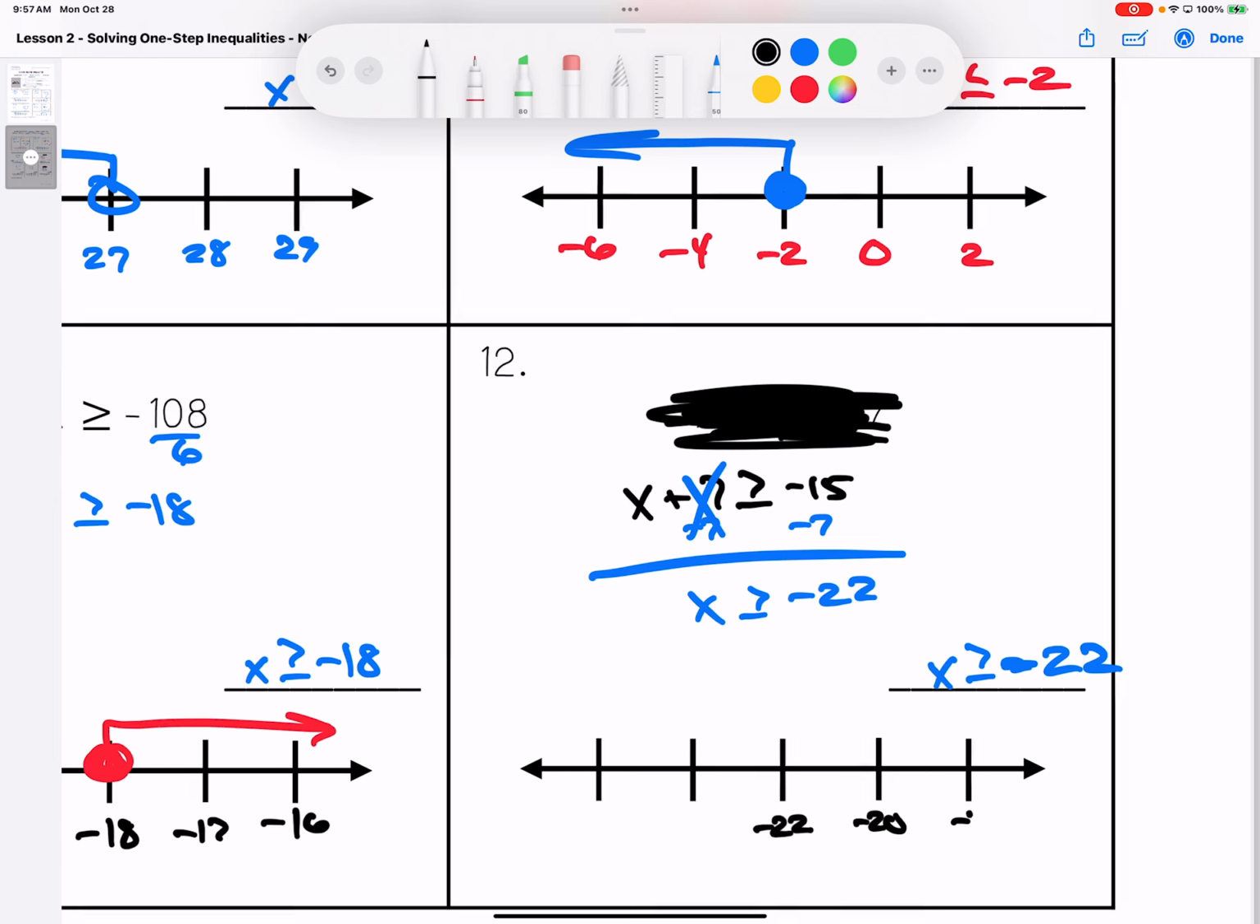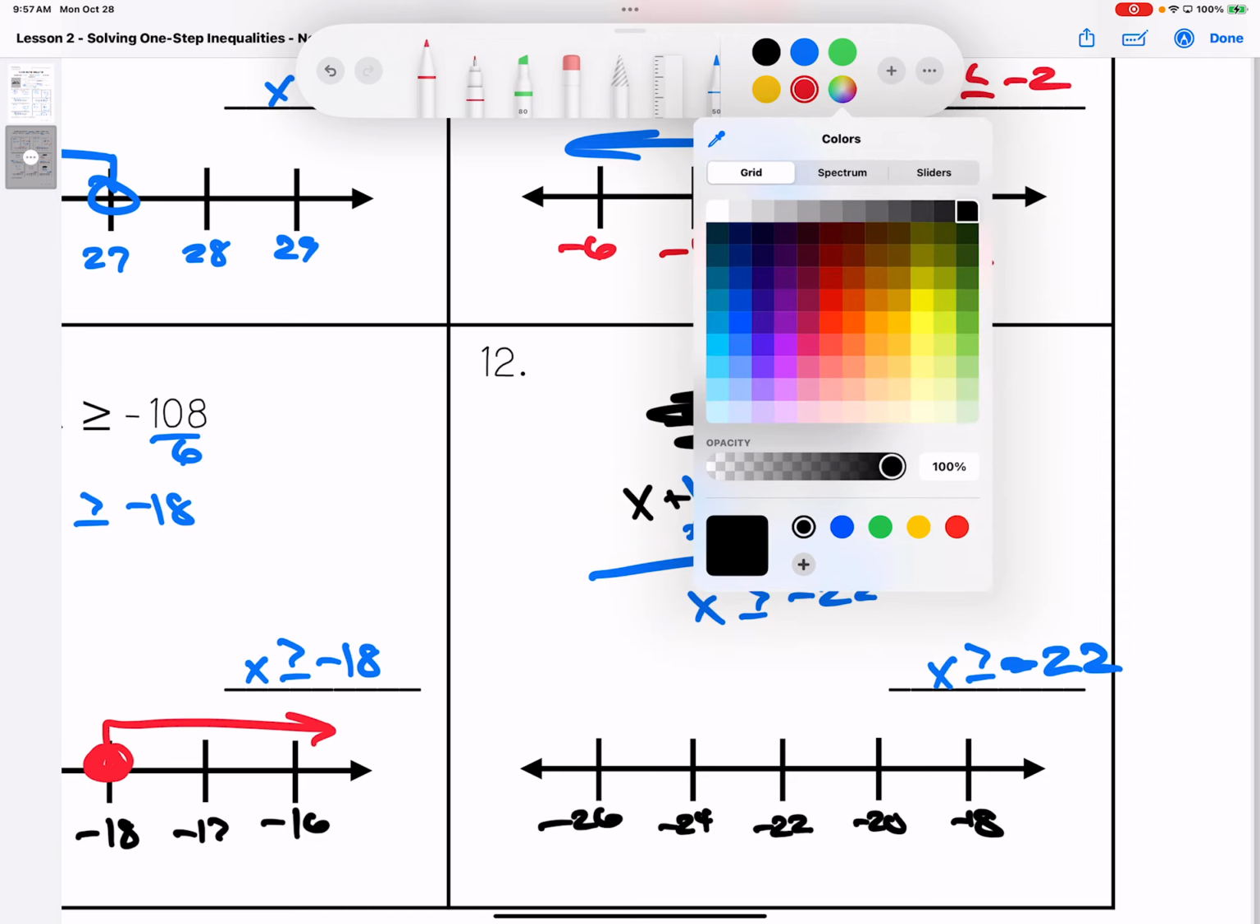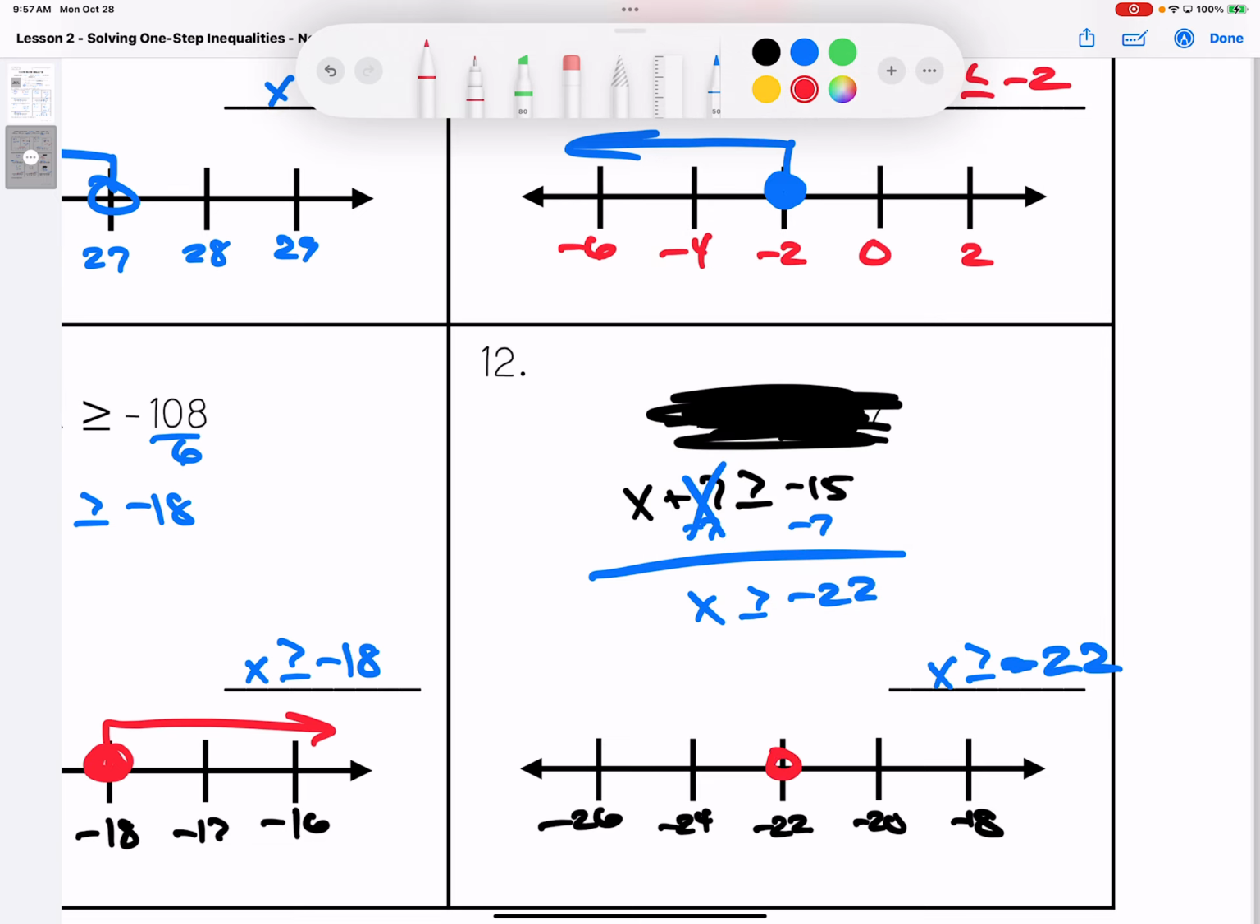I'm going to count by 2s here. Y'all know why, because I can. All right. It's going to be a closed dot on negative 22, and it is going to be greater than.